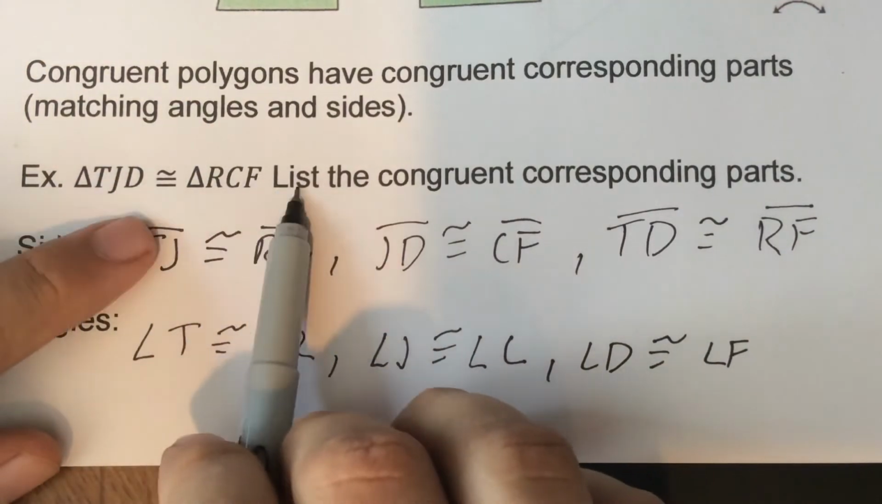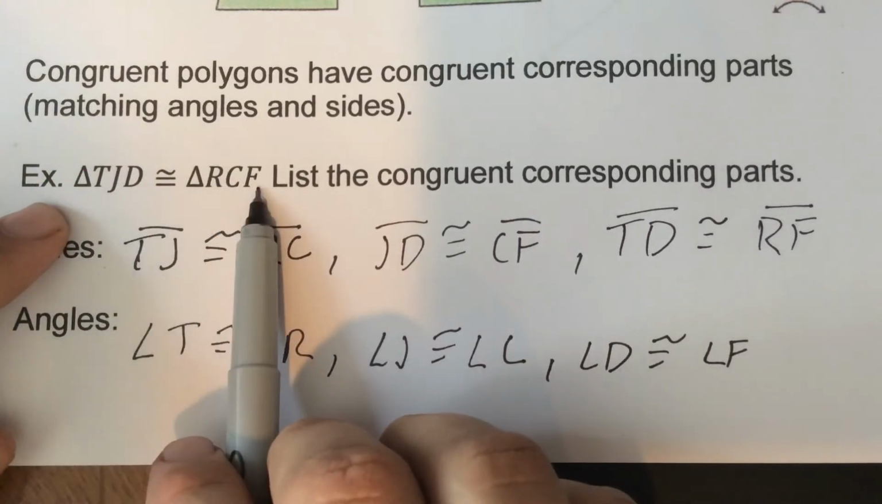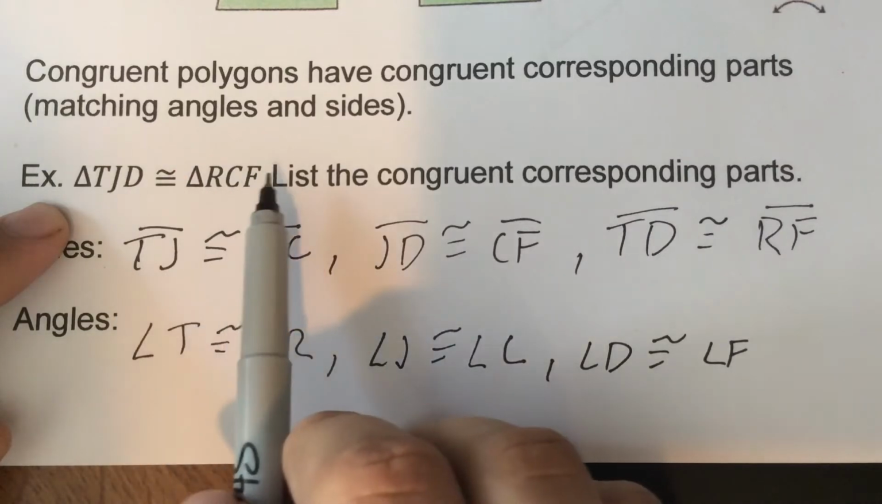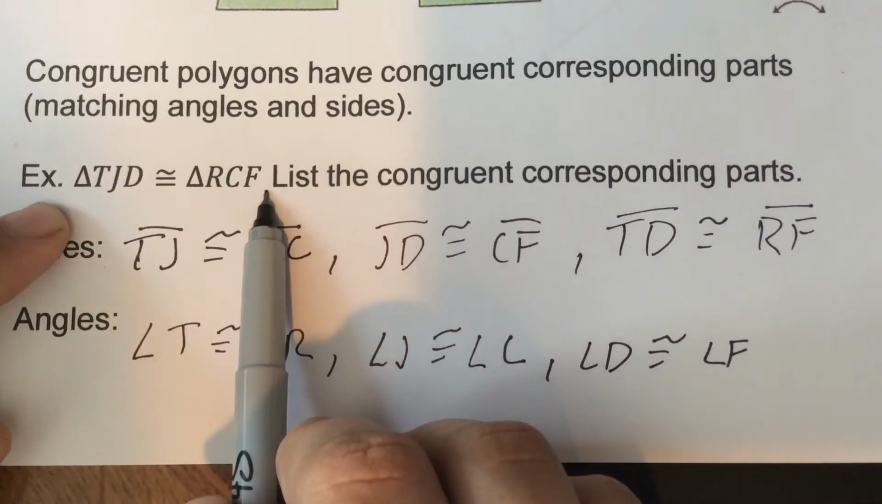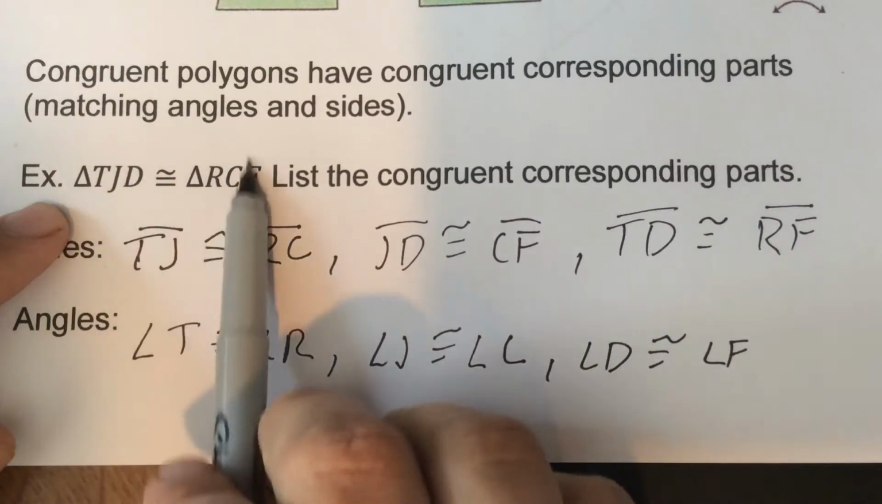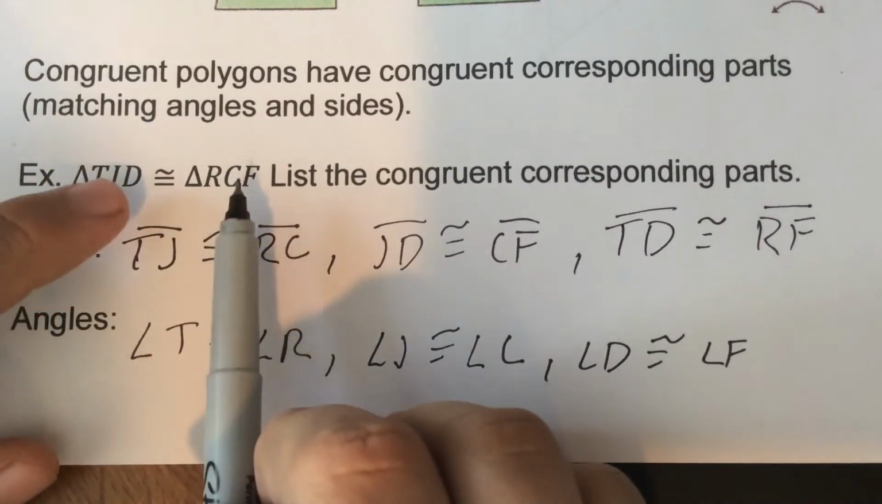So order matters with these. That's why, when we're writing this congruent statement, if we go T, J, D, that means T and R, J and C, D and F are the ones that match up, that are corresponding. So even when you're writing these statements, so this triangle congruent to this triangle, it has to be written in the right order or it doesn't work.